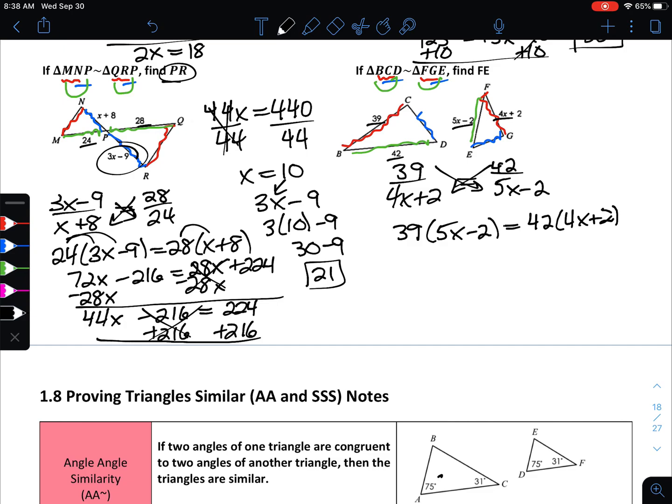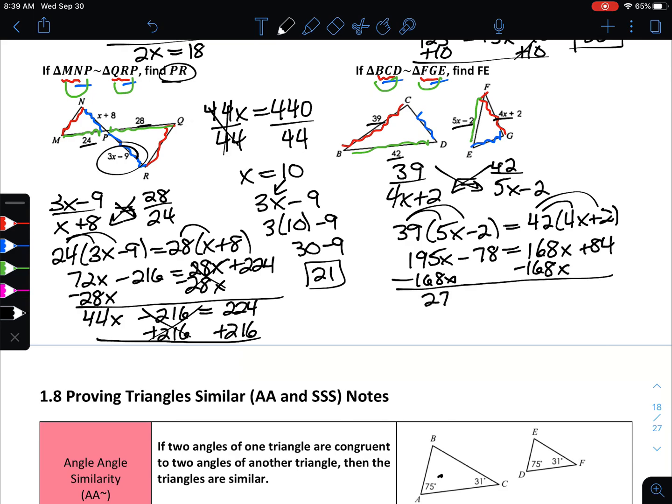All right, so let's go ahead and distribute now. We're going to take 39 multiplied by 5 is going to be 195x minus 39 multiplied by 2 is going to be 78 is equal to, I'm going to take 42 multiplied by 4 is 168x, and 42 multiplied by 2 is 84. All right, so let's get all of our variables to one side. We'll subtract 168x from each side. So on the left side, that'll leave us with 27x minus 78 equals 84.